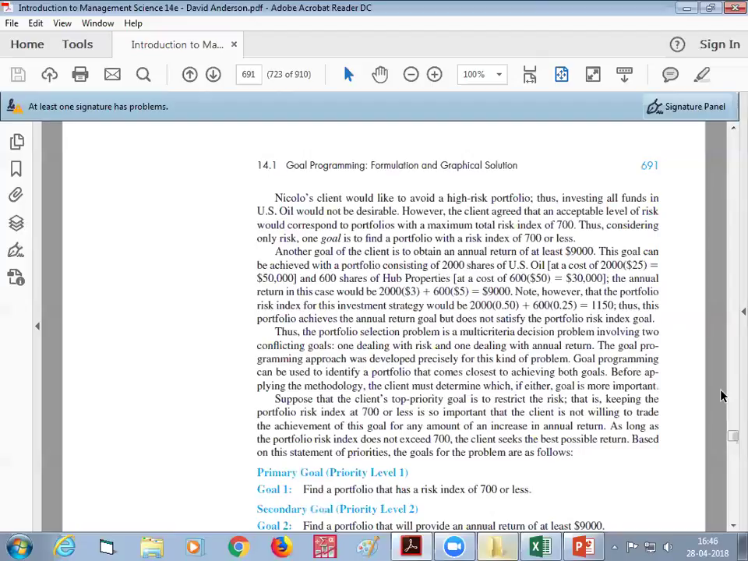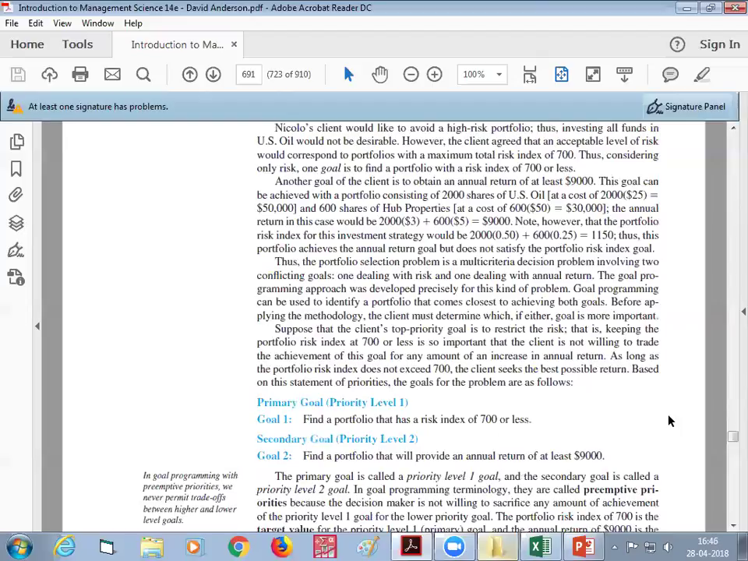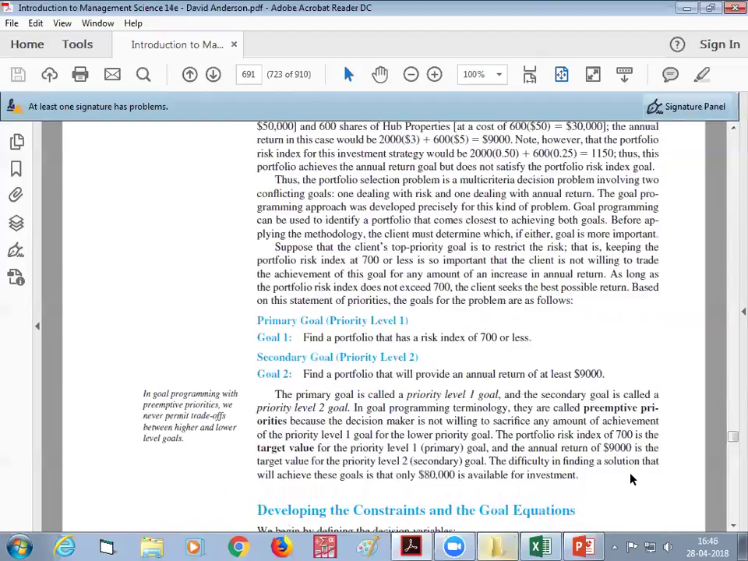Okay, so the portfolio is a multi-criteria problem. So the top priority is to restrict risk. Keeping the portfolio index of 700 or less is important. The client is not willing to trade this achievement for any amount of increase in annual return. So that's the priority level 1. Priority level 2 is find a portfolio that will provide an annual return of at least 9,000. Okay. Priority level 2 goal.